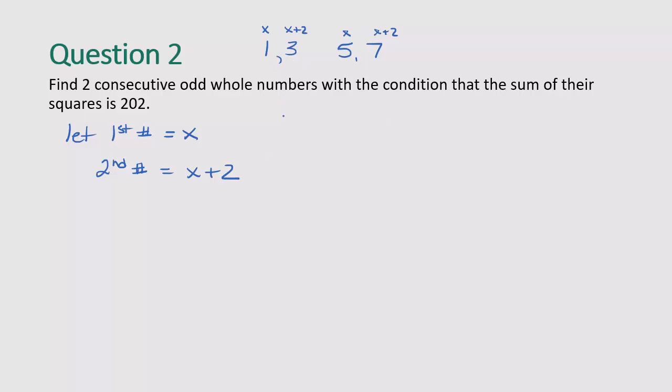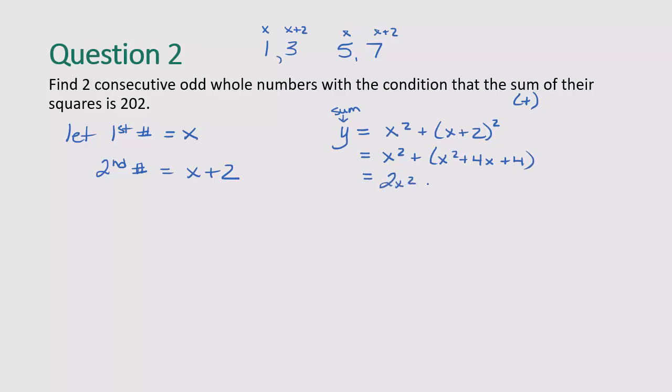So the sum means I'm adding, of their squares is 202. So my equation, where y is the sum of the squares, would be x squared plus x plus 2 squared. So to simplify that and get rid of the brackets, use FOIL. So I've got 2x squared plus 4x plus 4.